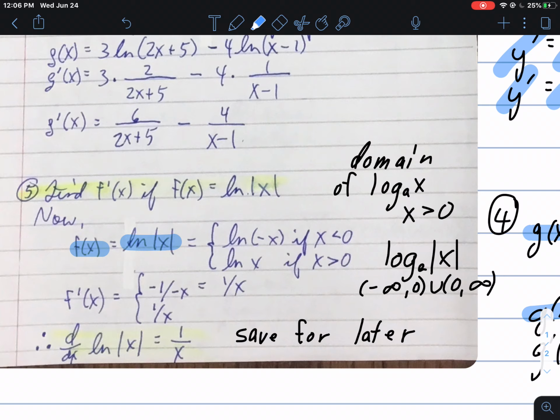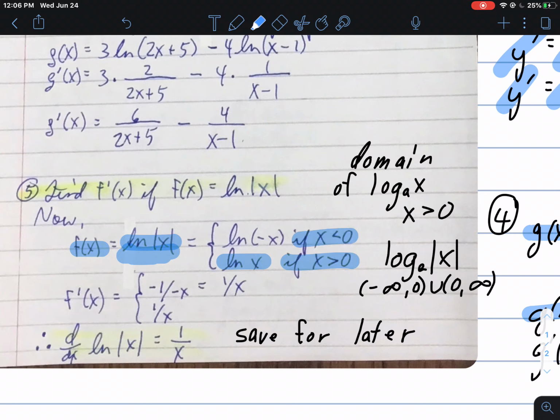But think about this. If I plug a positive value into this, then the absolute value doesn't mean anything. In other words, if I plug 3 in place of x, the natural log of the absolute value of 3 is the same as the natural log of 3. So as long as x is positive, then the natural log of the absolute value of x is exactly the same as ln of x. The absolute value is not going to change that.